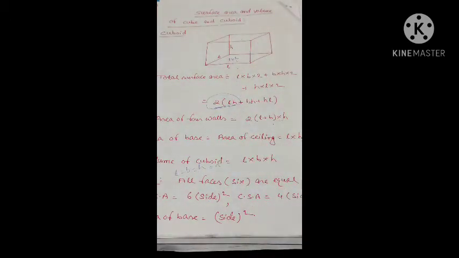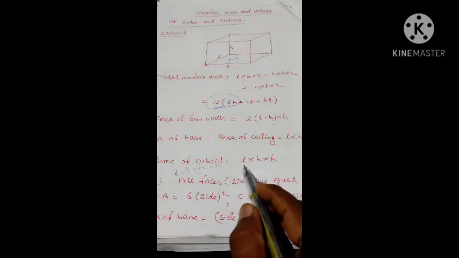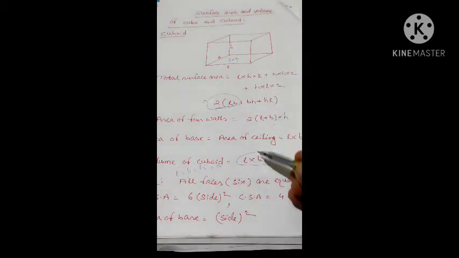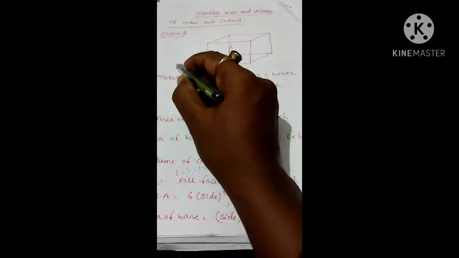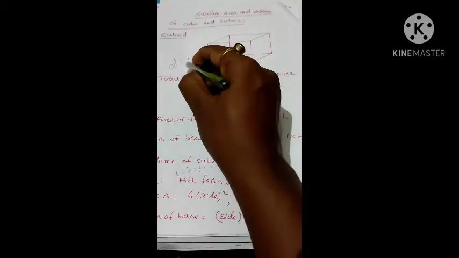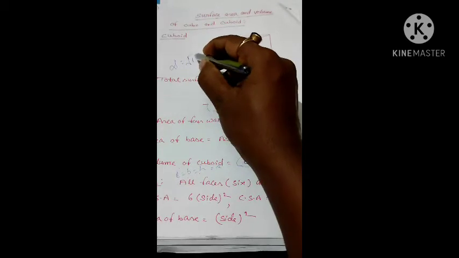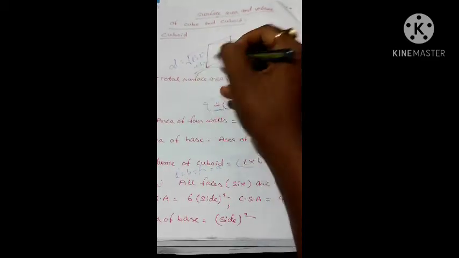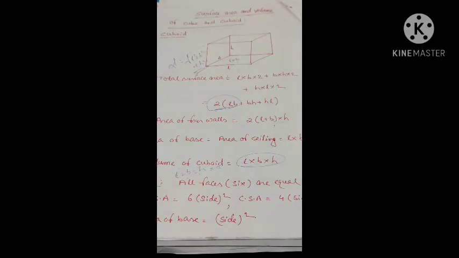So these are the formulas applicable for cube and cuboid. If we want to find the volume of a cuboid, we have to use the formula length into breadth into height. So these are the formulas related to cuboid. And one more formula we can remember: if we want to find the diagonal of a cuboid, we have to take the square root of L square plus B square plus H square. This is the formula we use to find the diagonal of a cuboid.